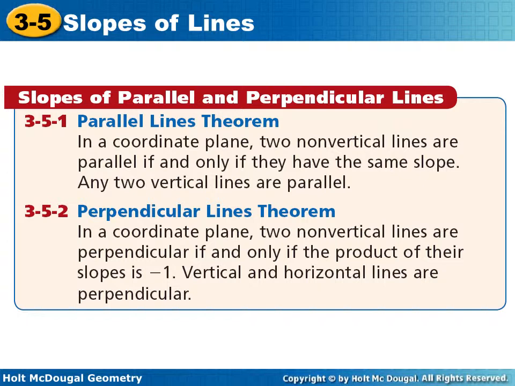Now again, vertical lines have no measure, so you can't multiply undefined by something. So we simply have to acknowledge that vertical and horizontal lines are always perpendicular. Because we can't measure, we can't take a slope of 0, which is the horizontal line, times an undefined value. It doesn't make sense.